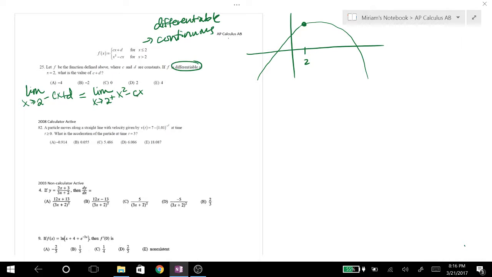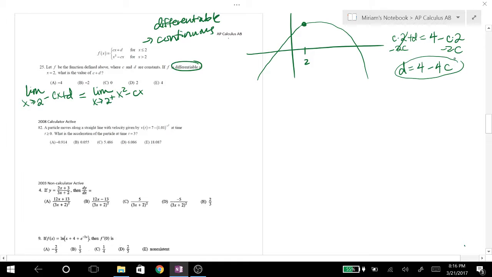So let's do that. Okay, so we're going to have c times 2 plus d equals 4 minus c times 2. I got 4 because I did 2 squared. So if I try to simplify this as much as I can, let me get d on its own. I'm going to subtract 2c, subtract 2c. I'm going to have d equals 4 minus 4c. Now, this is great, but not good enough because there's a d and a letter c in the same equation. That doesn't really help us right now get a specific number. Okay, so we want specific numbers for c and d.